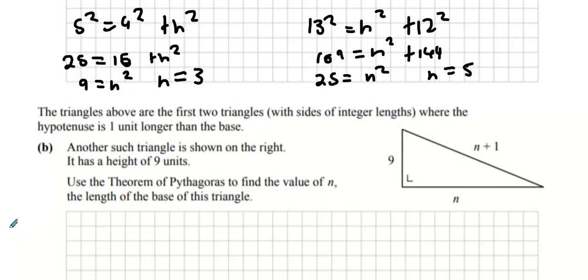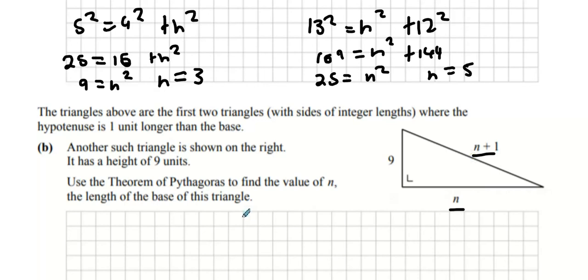The triangles above are the first 2 triangles whose sides are integer lengths, where the hypotenuse is 1 unit longer than the base. Another such triangle is shown on the right. It has a height of 9 units. Use the theorem of Pythagoras to find the value of n and calculate the length of the base of this triangle. So just calculate the n value.